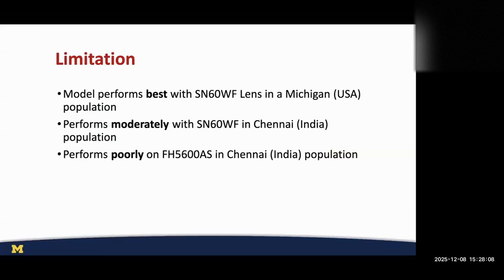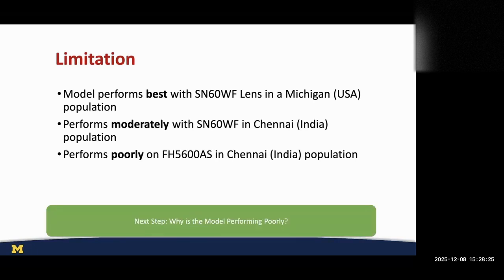So basically, we identified a limitation of this model. The model performed the best with the lens and the population that it was trained on. It performed moderately when we changed the population but kept the same lens. It performs poorly on a different lens and different population. So the next step for me is to understand why the model is performing poorly. And to do that, it's important to look at what the features are in this model.